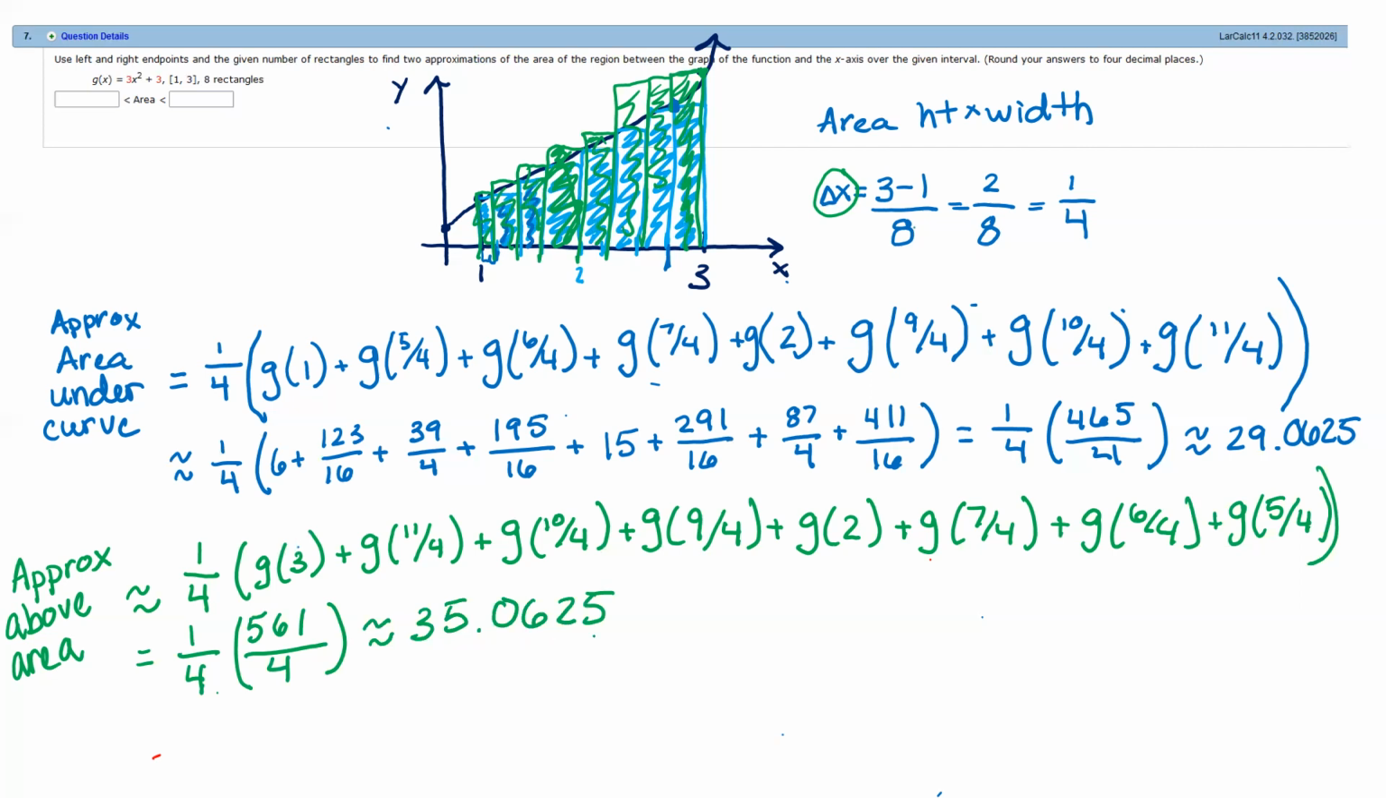Okay, so we've got this upper bound, we've got this lower bound, so we can put those in our boxes. So definitely fill those in, and the good news is your lower bound is definitely smaller than your upper bound, so that's a good check.